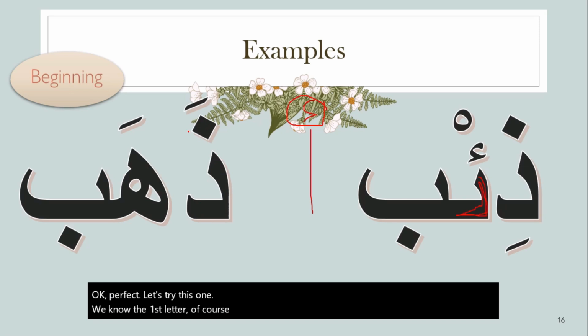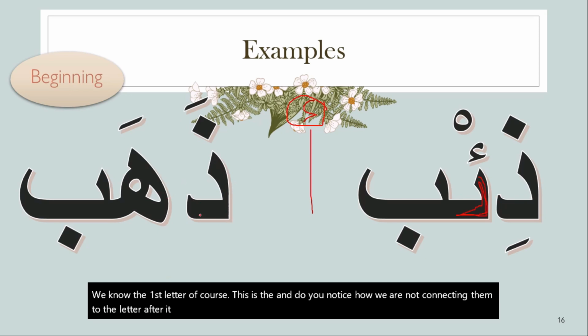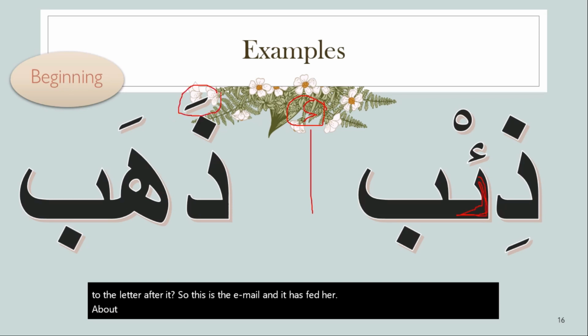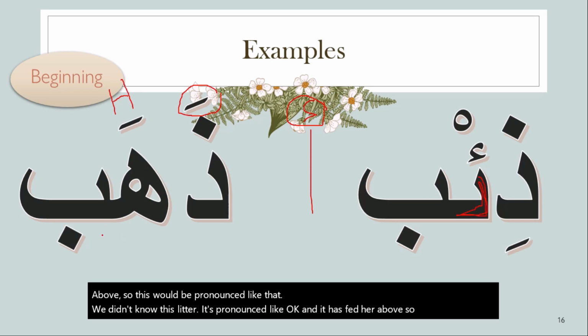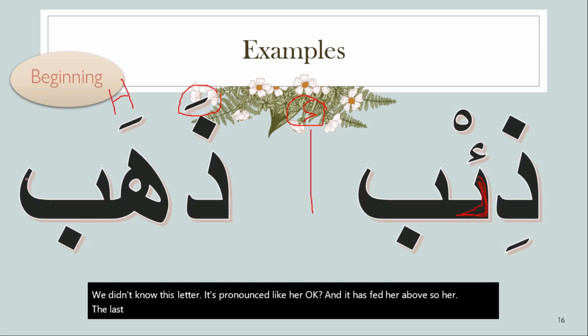We know the first letter, of course. This is dhal. And do you notice how we are not connecting dhal to the letter after it? It has fatha above, so this would be dha. We don't know this letter, it's pronounced like ha, and it has fatha above, so ha. The last one, the boat with the dot below, is ba. Let's try to read it. Dha ha b, ذهب.